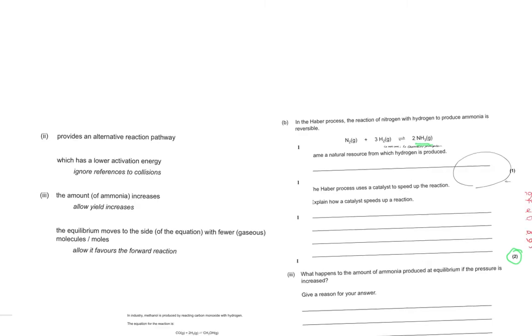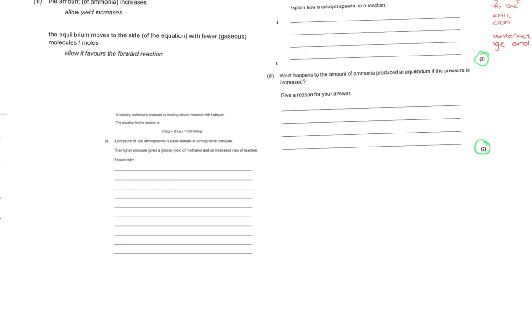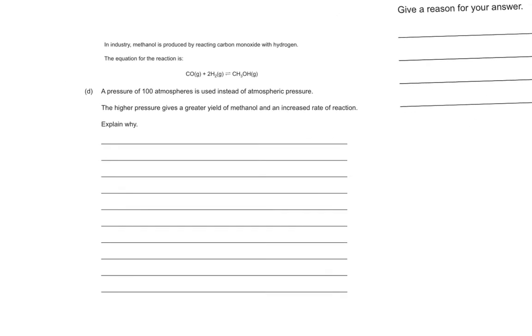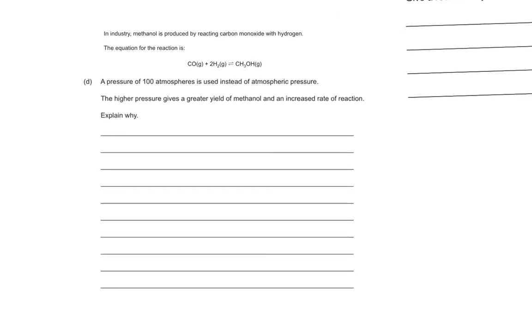Now let's have a look at our second. Now this question is slightly longer. And this question says, in industry, methanol is produced by reacting carbon monoxide with hydrogen. The equation for the reaction is given. This is methanol here, and these are your 2 reactants. A pressure of 100 atmospheres is used instead of atmospheric pressure. The higher pressure gives a greater yield of methanol and an increased rate of reaction. Explain why. This is a 4-mark question, and therefore there are 2 points to it.